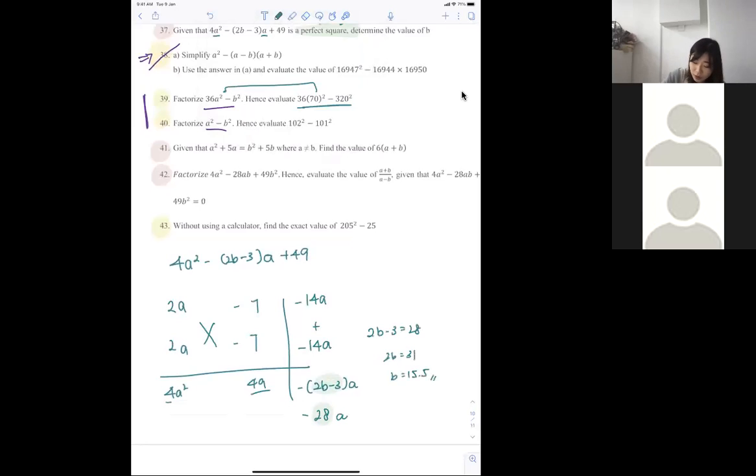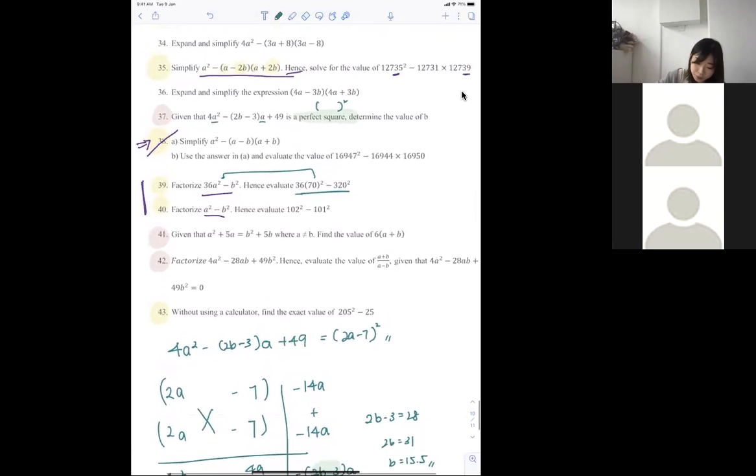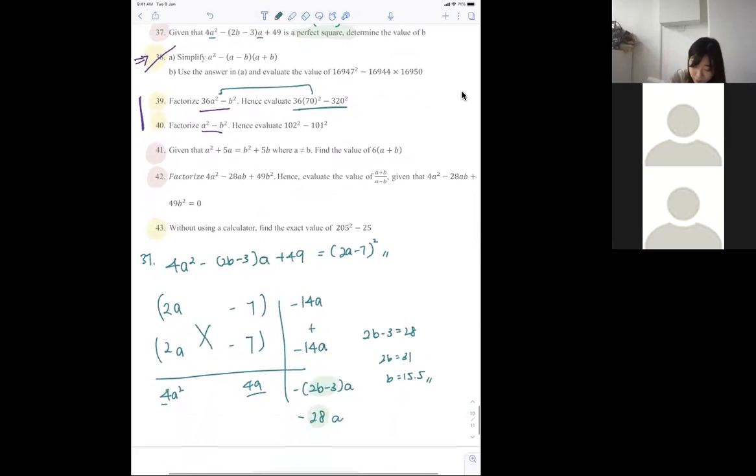Okay, this is what they call perfect square. So actually, when you put calculator, when you present them, it is 2a minus 7 whole thing square. Okay, a perfect square. Okay, this one is for question 37, yeah? Don't copy wrongly.